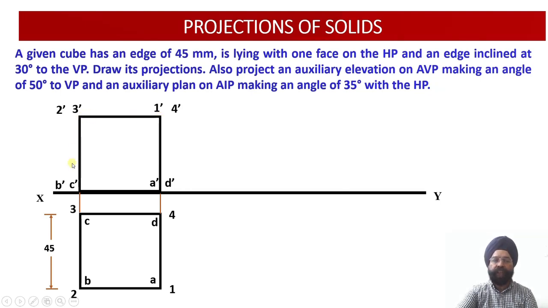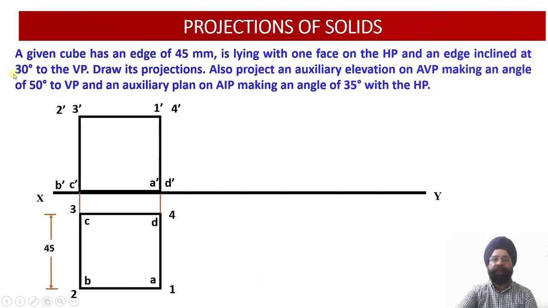So this is also the true shape in the front view, the true shape of the cube, because one face is parallel to the vertical plane. Similarly, the top view also provides us with the true shape. So only one marking we have done, because all the edges of the cube are equal to 45 millimeter.